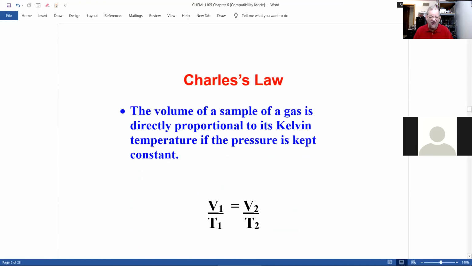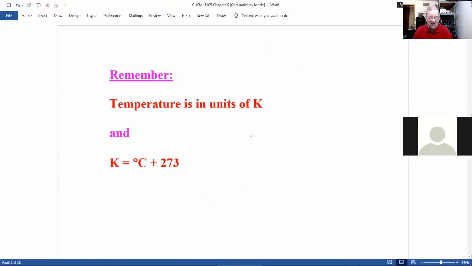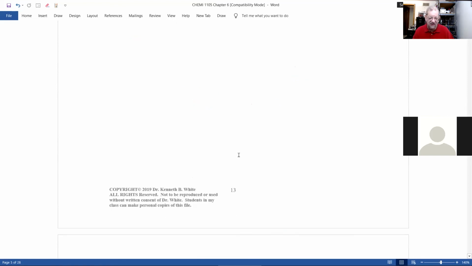Now, Charles' law, we skip. I talked about it, but we skip. And if you notice, it won't be on a test or a final. It's even on your screen, written in print. So that must be true. And it is.